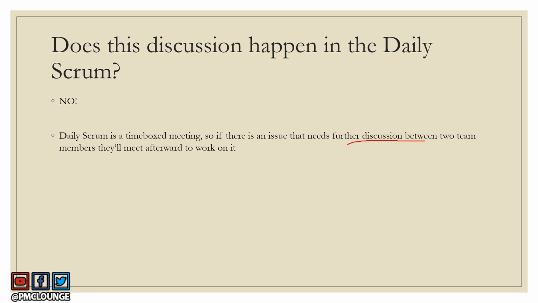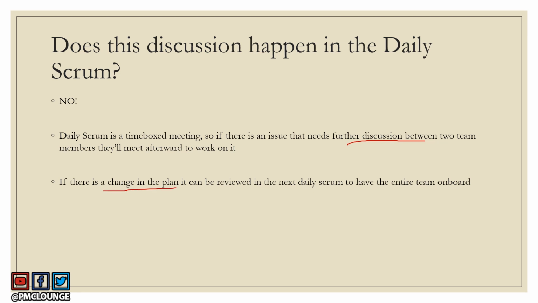And let's say when they were removing the impediment, there was a change in the plan that needs to happen. So what happens next is that this change can be reviewed in the next daily Scrum so that the entire team is on board. Once that happens, this change is officially approved, and basically the Scrum team now has a new plan. And that's how the Scrum team self-organizes. There's no change control board that this team is going to go to and get their changes approved, right? They self-organize, they work on issues themselves, and they adapt their plans based on whatever the outcome is, however they see fit.